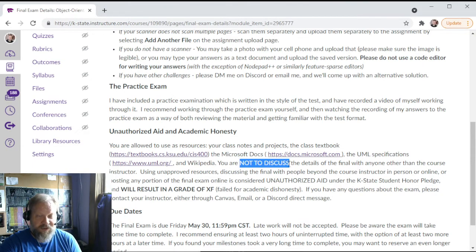You are, and this is very crucial, not to discuss the details of the final exam with anyone other than me. So if you have questions about the exam, about am I interpreting this correctly, come to me with those questions. Do not talk to your classmates about it. Any talking with other people about the contents of the exam, either online or in person, is considered unauthorized aid, and under the K-State Honor Policy, that means that you will get a grade of XF in the course if you're caught doing that. So please do not talk to other people about the contents of the exam. If you have questions, come talk with me.